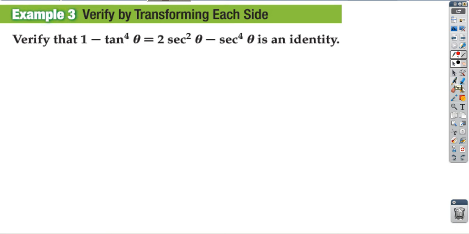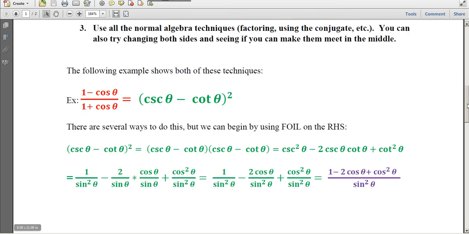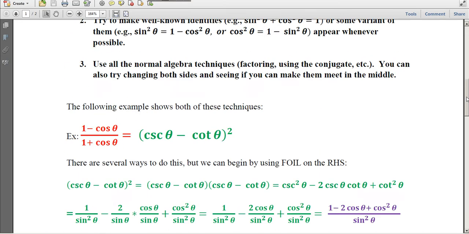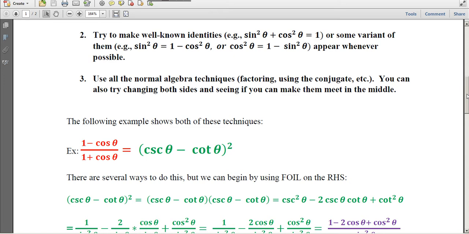Now both of these look pretty complicated, right? But remember, here's another strategy that I want to point out. Start with a more complicated side. If you get stuck, you might have to go back. Use all the normal algebra techniques, factoring, etc. So that's what I'm going to try to use here.